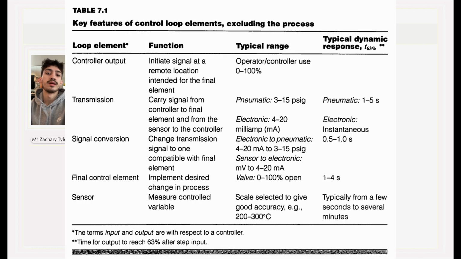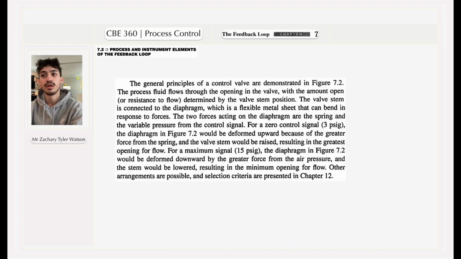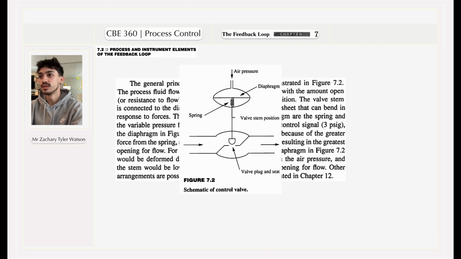A typical supply is compressed air, and around 3 to 15 psig is the standard range for the signal. We have Table 7.1, another reference. Control valves respond relatively quickly with typical time constants ranging from 1 to 4 seconds, time constants referring to tau. The general principle of a control valve is demonstrated in Figure 7.2, the schematic of a control valve. We have the valve plug in the seat, the spring, the valve stem position, the diaphragm, and the air pressure. We talked about the diaphragm previously. I had this picture, just wanted to show you.